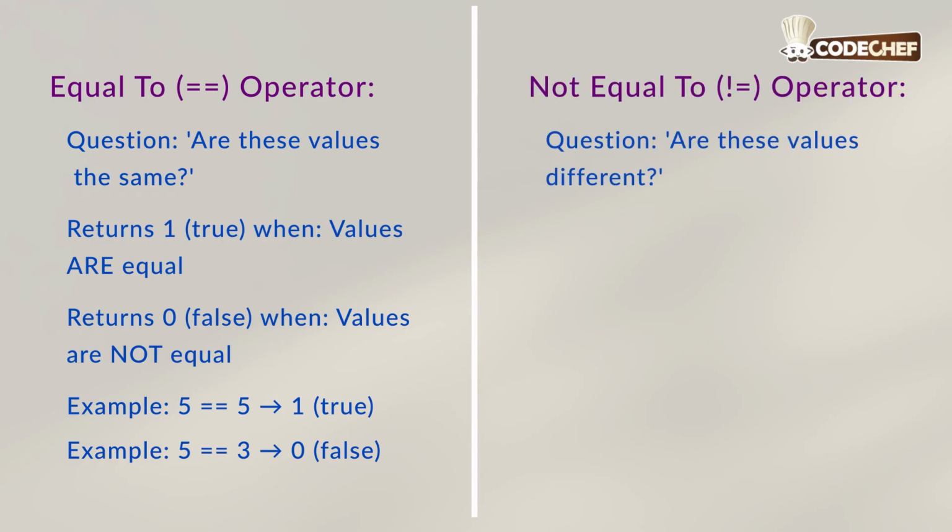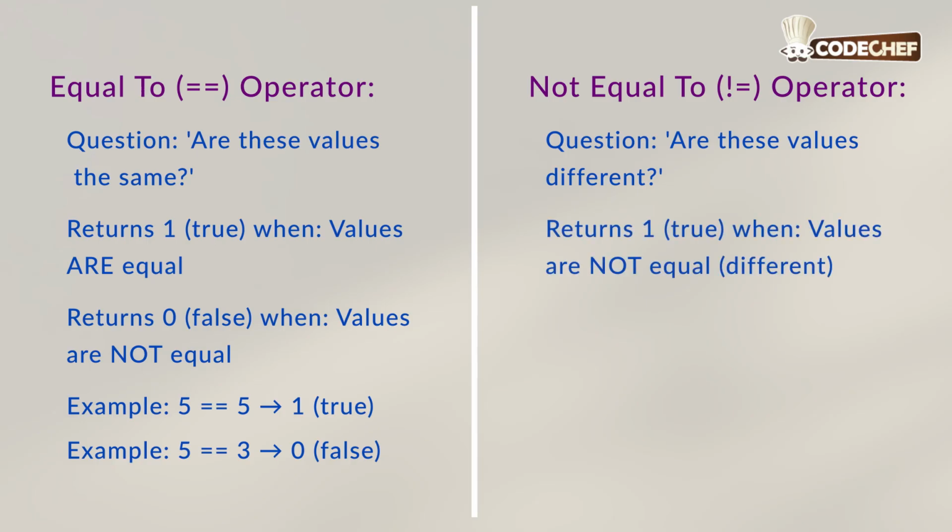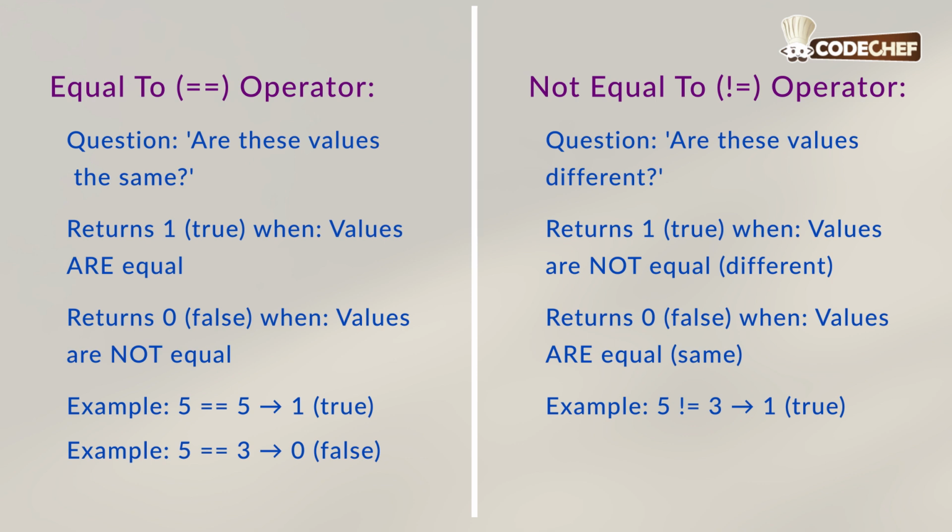Now our not equal to operator. The question we must ask is, are these values different? If it returns 1, meaning true, the values are not equal. And if it returns 0, which is false, the values are equal. For example, 5 not equal to 3 is 1, which means it is true, and 5 not equal to 5 is false, which gives a value of 0.